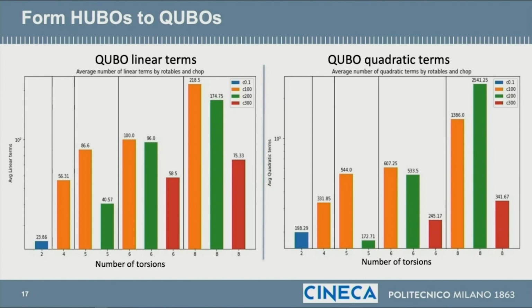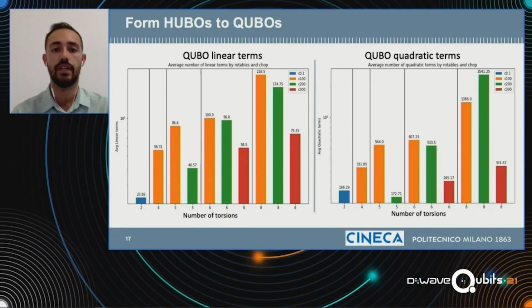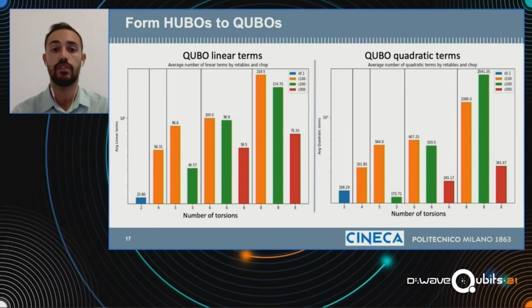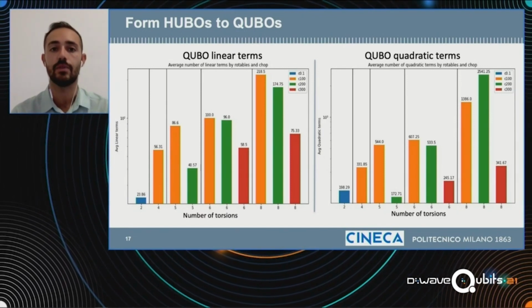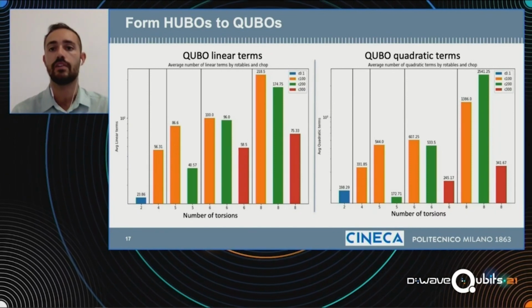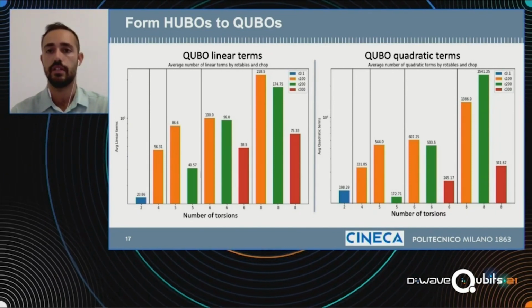As you can see, usually increasing the number of torsions while keeping the threshold fixed, you have an increase in both the linear terms and quadratic terms. The opposite happens when you fix the number of torsions and you increase the value of the threshold, because in this case, the columns decrease in value. So you reduce the number of linear terms and the number of quadratic terms in the QUBOs.